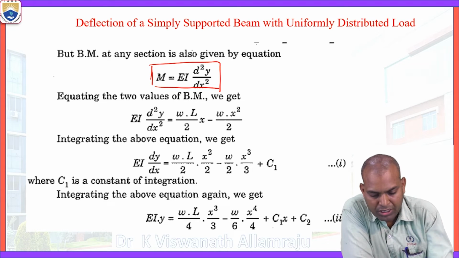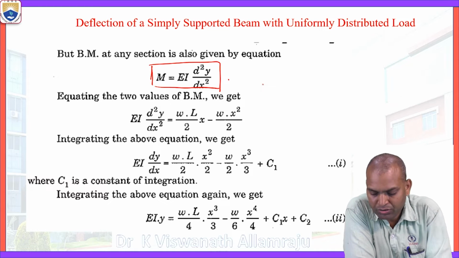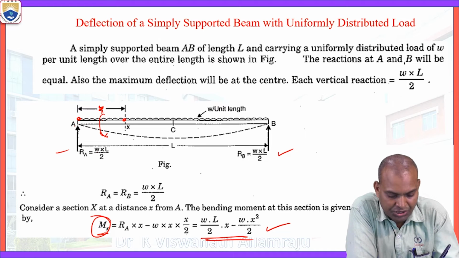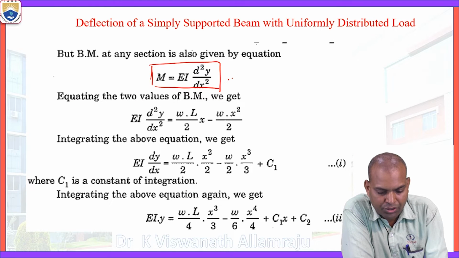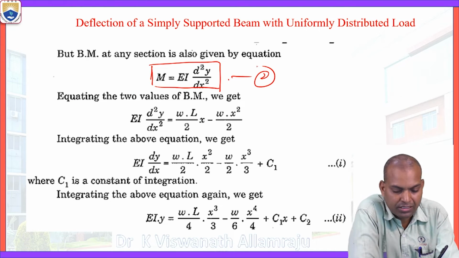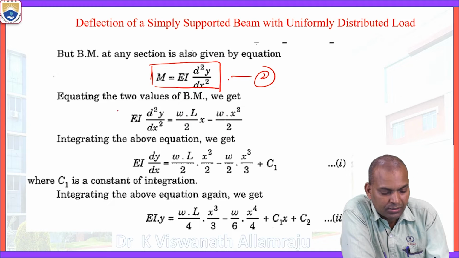Now this is also an equation for the bending moment at any section, and before we also derived the bending moment at any section. So we are going to equate both equation 1 and equation 2 here. Then EI times d square y by dx square equals WLx by 2 minus Wx square by 2. This is the generic equation.